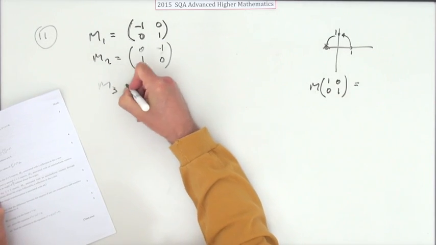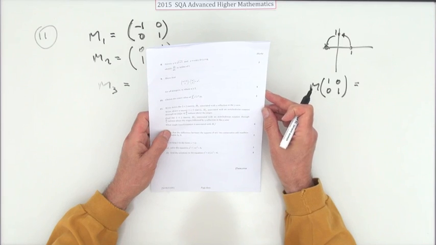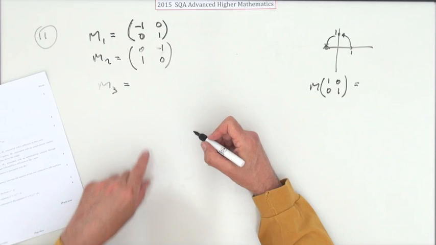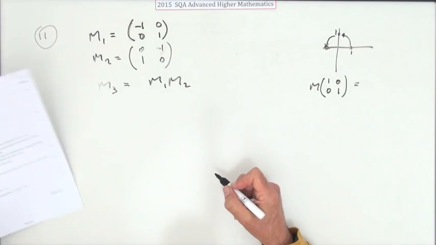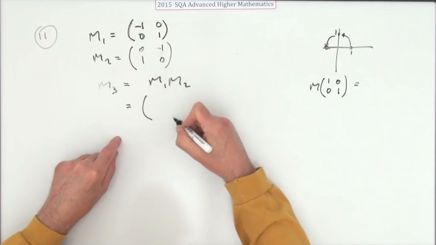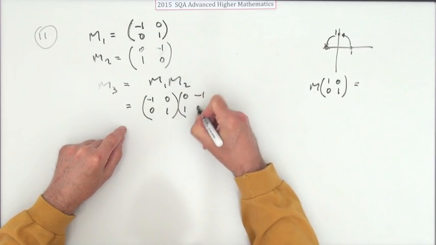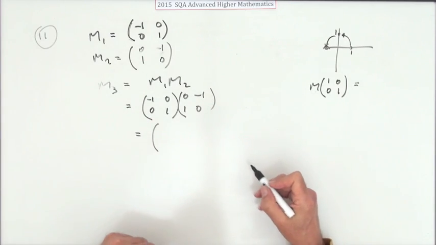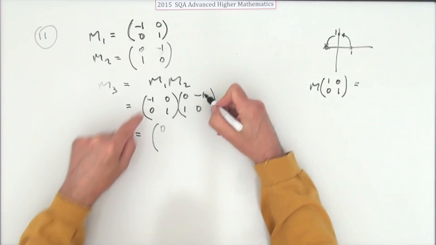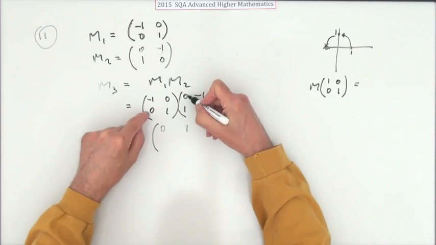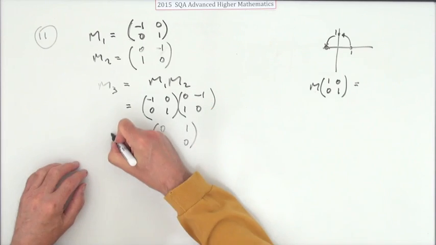Then find the 2 by 2 matrix associated with an anti-clockwise rotation, followed by. So you have to do it in the order. Followed by. So it's M2 first, and then M1 follows on after it. So that would be, well, M1 is negative 1, 0, 0, 1. M2 is 0, negative 1, 1, 0. Just a wee matrix multiplication, so that's the row times the column. So along the row down, 0 and 0, 0. 1 and 0, 1. 0 and 1, 1. 0 and 0, 0. So that would be it.